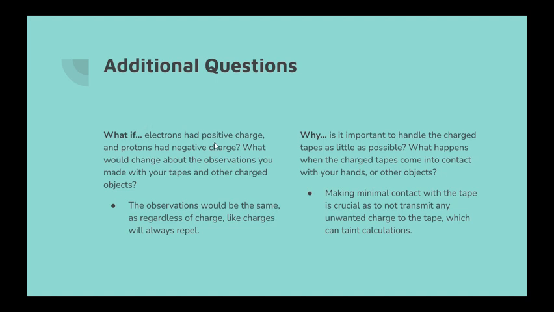Additional questions. What if electrons had a positive charge and protons had a negative charge? What would change about the observations you made with your tapes and other charged objects? The observations would be the same regardless of charge. Like charges will always repel.